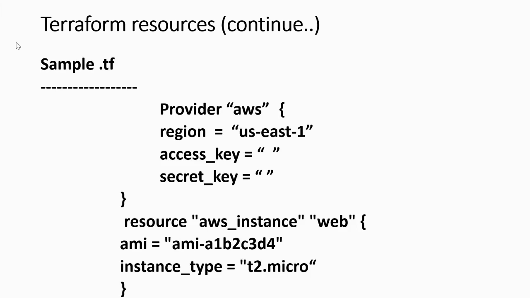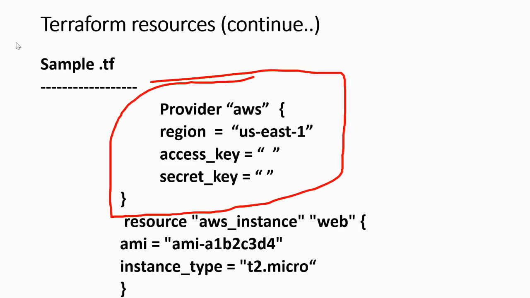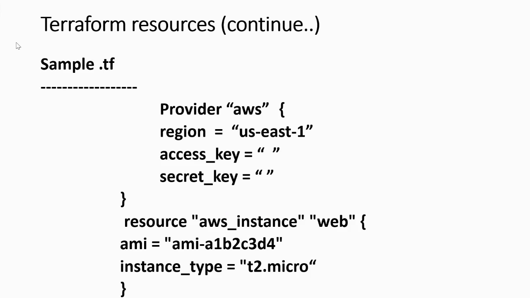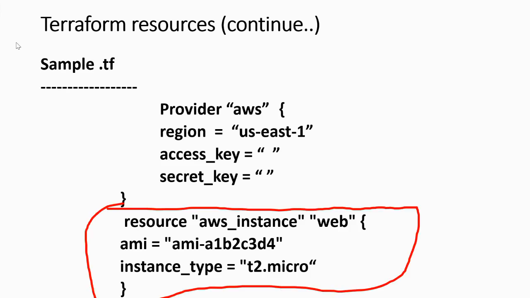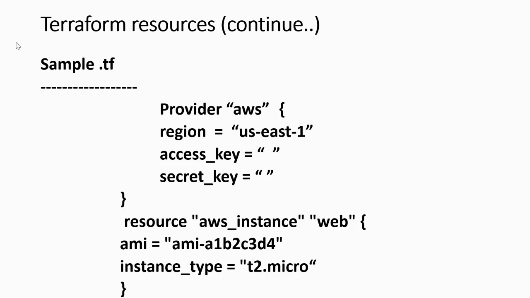If you want to define the resource block, firstly you have to define the provider. So here I have provided the provider as AWS. If you observe the resource block, aws is the provider name, underscore instance is the resource type, and I have given the local name as web.